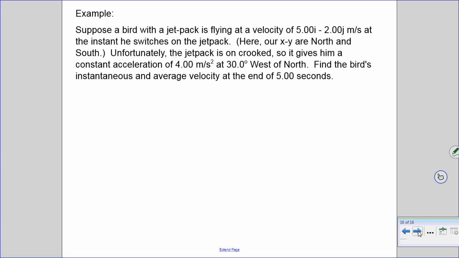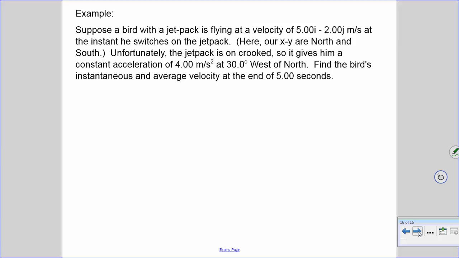All right. Here's one last example. It says, suppose a bird with a jetpack is flying at a velocity of 5i minus 2j meters a second at the instant he switches on the jetpack. Okay? It says x, y are north and south. Wait a minute. I have no idea what I was trying to say there.